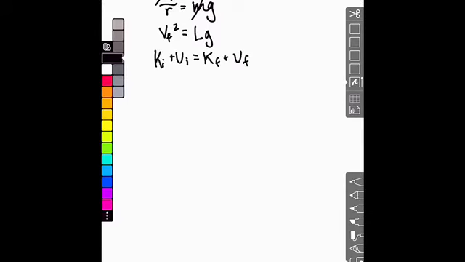And then you're going to want to set up a conservation of energy equation here, where initial kinetic plus initial potential is equal to final kinetic plus final potential. And then you're just going to plug in the values for this, knowing that kinetic energy is 1/2 mv squared and potential energy is mgh.